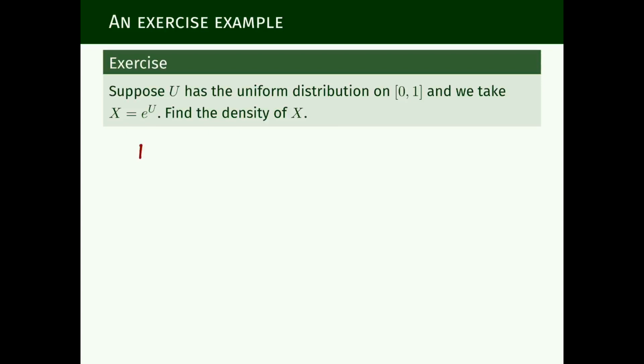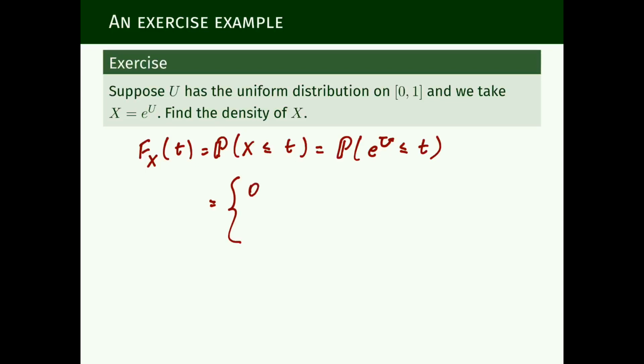Well, we want to find first the cumulative distribution function of X, which will be the probability that X is less than t. What is X? This is e to the U, so this is the probability that e to the U is less than t. And e to the U is always a positive number. So we can already say this is 0 when t is negative.